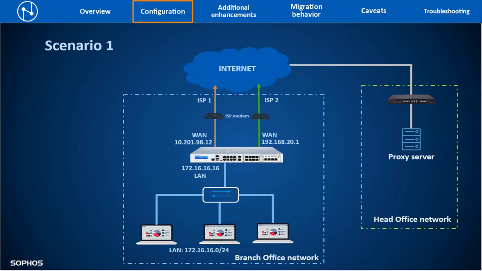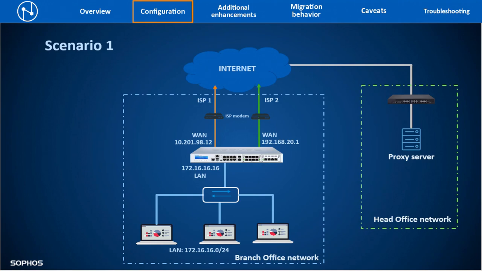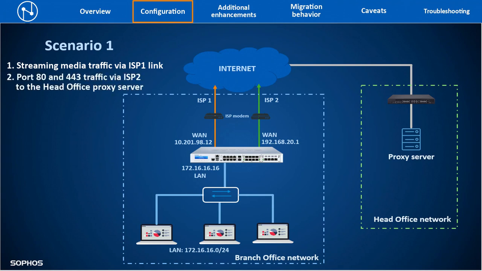As we can see, there are two active ISP links available on the branch office XG device, and the LAN users are in the 172.16.16.0/24 subnet range. As per the requirements of the customer, the traffic of all the streaming media applications originated from any LAN machine must be routed via the ISP1 link only, and all the 80 and 443 traffic originated from the LAN users must be routed via ISP2 to the web proxy server located in the head office.